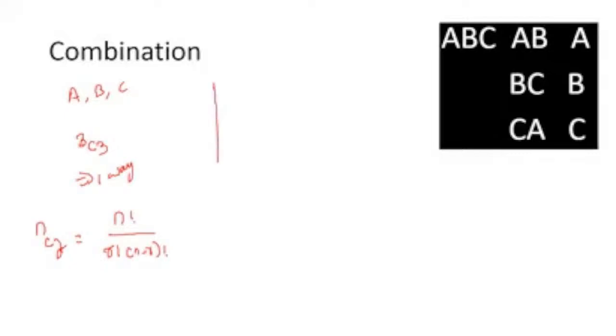Similarly, if I want to select 2 items from the available 3 items, this will be 3C2. So the formula will be 3 factorial by 2 factorial into 1 factorial, that will be giving 3 ways.